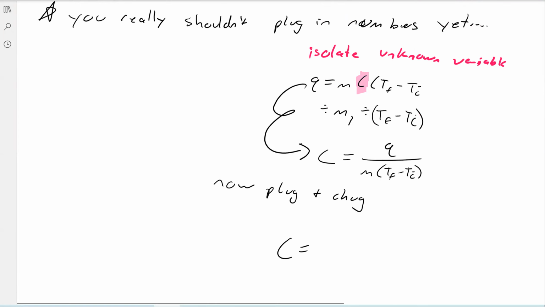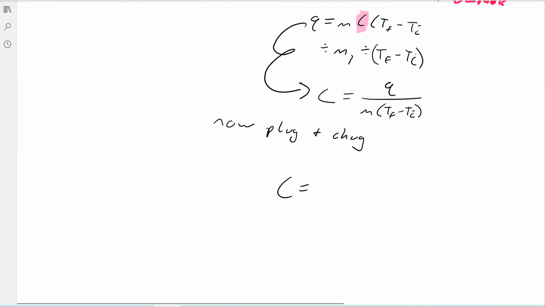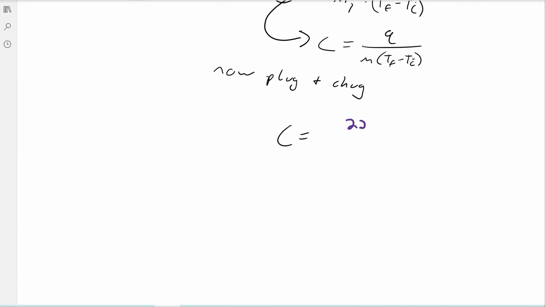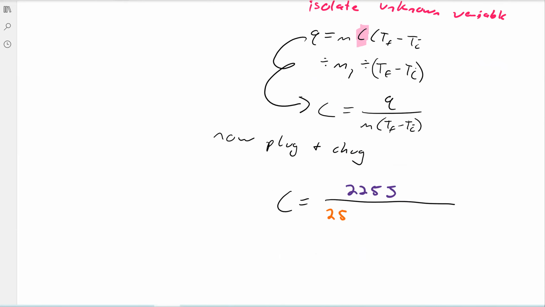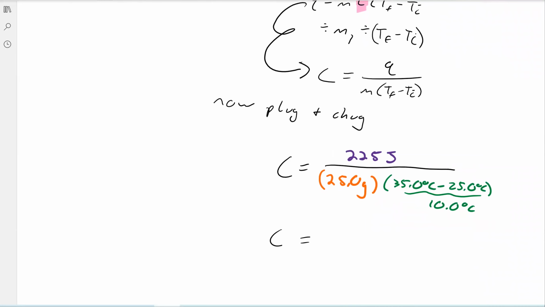So now we just plug in our numbers. For Q, we had 225 joules, and we should include the units here. For the mass, we had 25 grams, 25.0 grams. And then for TF minus TI, we had 35.0 degrees Celsius minus 25.0 degrees Celsius, which we could also write as just 10.0 degrees Celsius because the difference is 10. And then we think about the units here. In this case, we don't have any units that are the same, so none of the units are going to cancel out, right? They're all just going to be what they are.